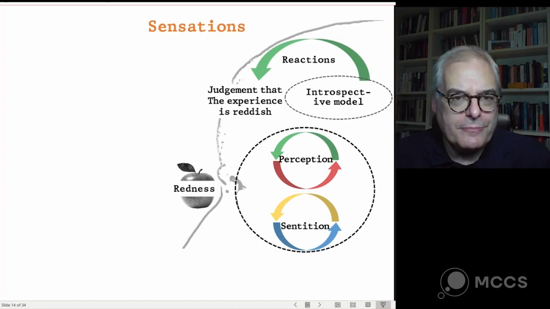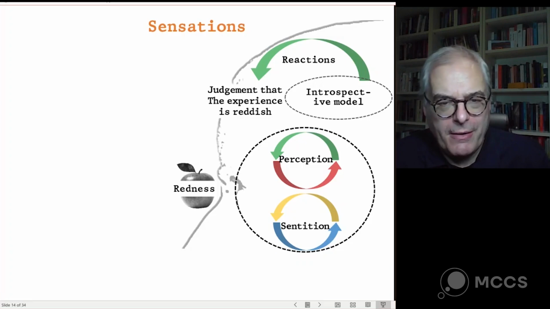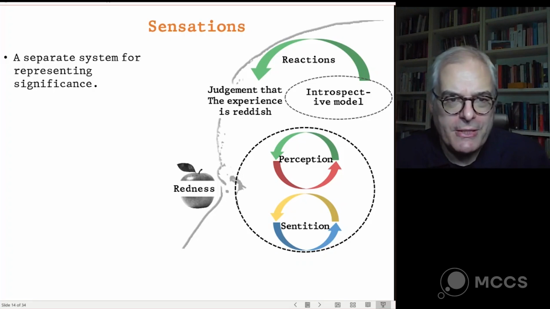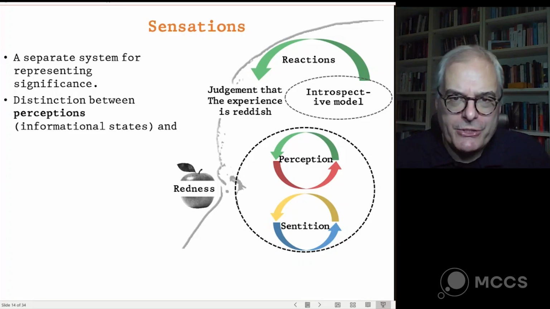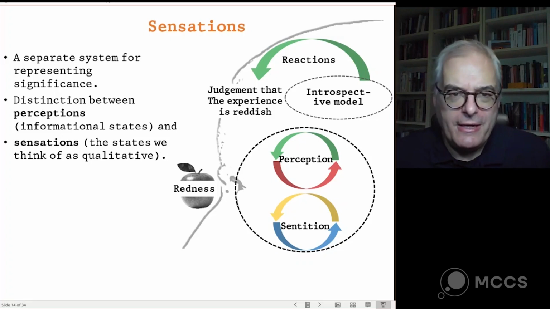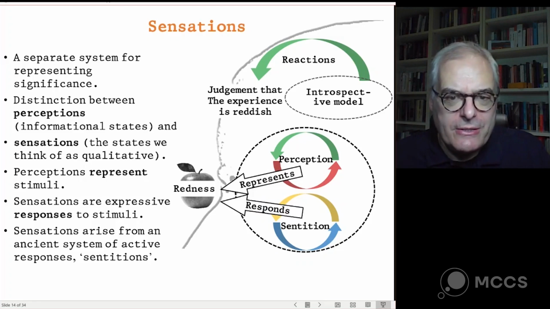This is a proposal made by the psychologist Nicholas Humphrey, and it can be seen as a development or a variant of the previous suggestion, because again it places response and significance at the centre of the story. But the idea here is that we have a separate system for representing or expressing significance. This involves making a distinction between perceptions, which are informational states, which carry information about the stimulus and feed into cognitive processes, and sensations, which are the states we think of as qualitative, as having a distinctive feel to them. And these two kinds of states have different functions. Perceptions represent stimuli, carry information about them, whereas sensations are expressive responses to stimuli.